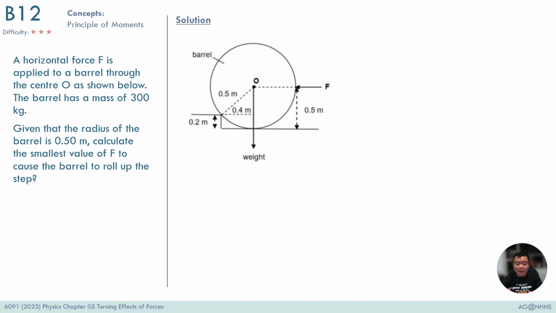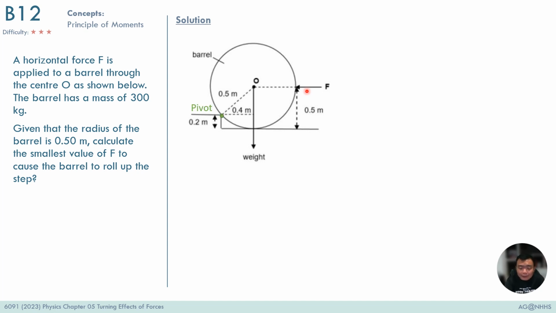Over here you have a wheel or barrel, and someone is pushing the barrel towards the left, as shown by this force over here, and this will ultimately make the barrel roll up the step. So you are to find what is this value of the force F, the pushing force F, that is required to just shift the barrel up the step.